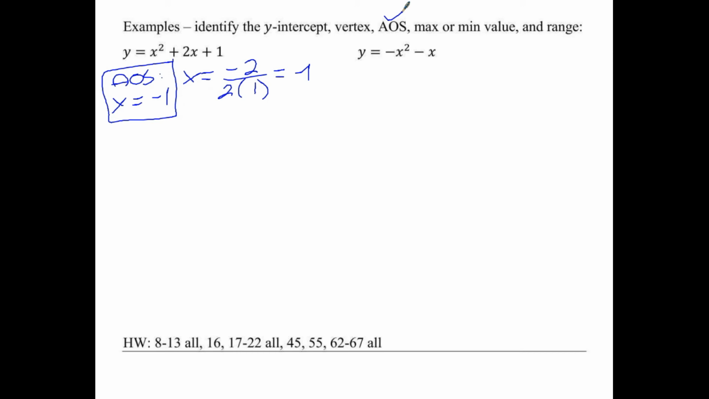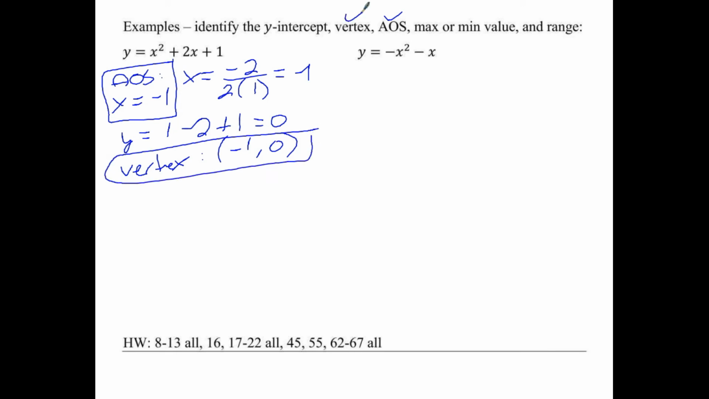Vertex. To find the vertex, I don't need a table because I'm not finding more points. I'm just finding the vertex. So I just plug in that number that we just found into the equation. So y equals, plug in negative 1, and I have 1 minus 2 plus 1, a total of 0. So the vertex is the ordered pair negative 1, 0. Good. That's an answer. Put a box around it. Vertex is done.